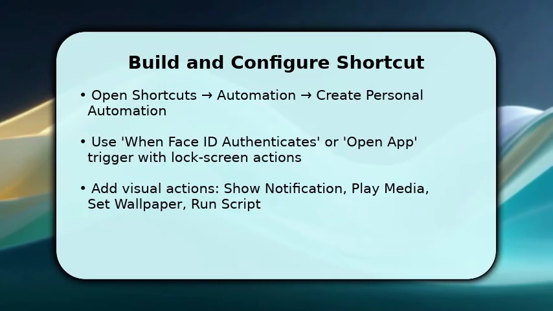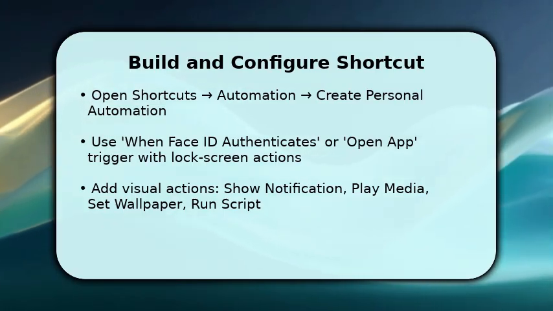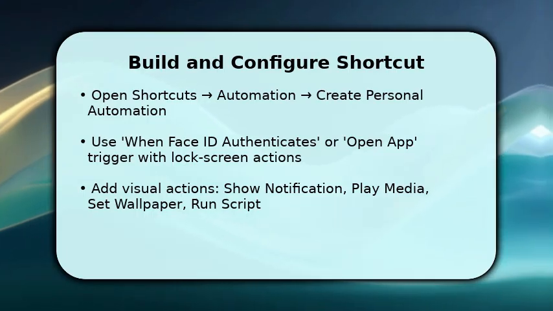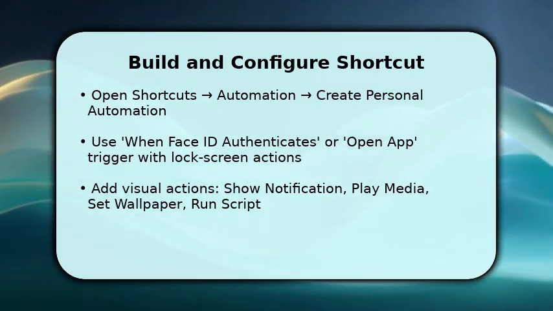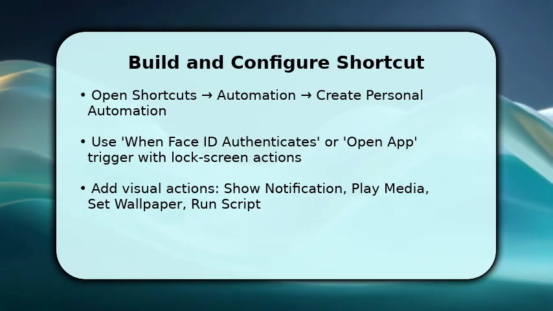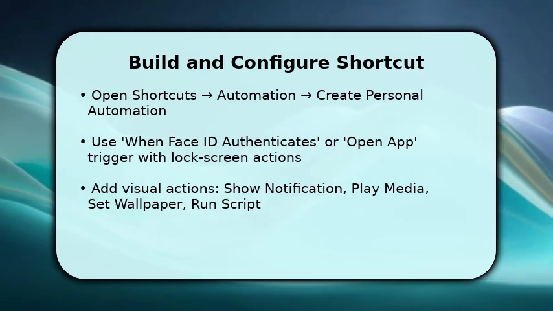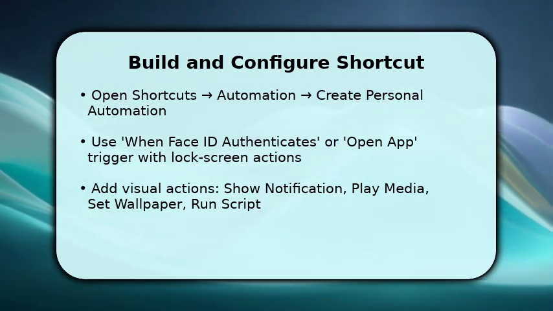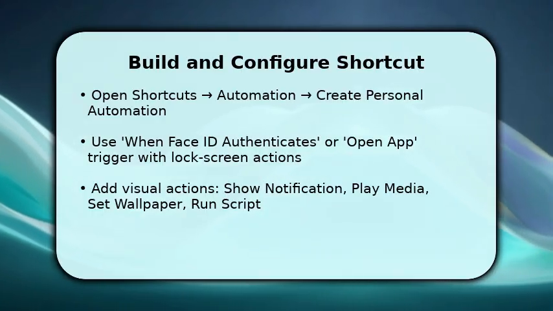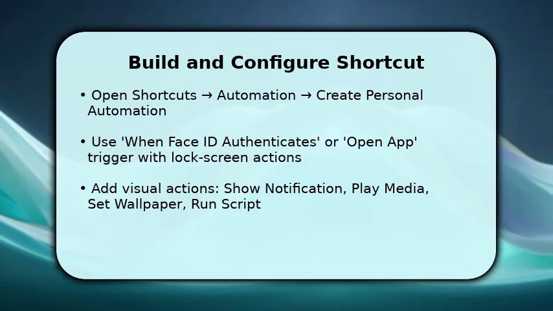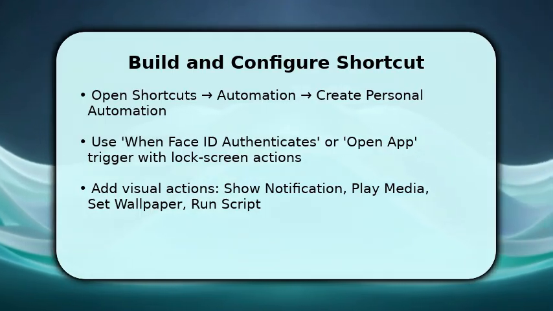You now construct the automation. Create a personal automation triggered by Face ID authentication or by unlocking via the lock screen. Add actions that produce the visual effect you want. For example, show a custom image, play a short looping video, or display a notification with an image and text. Make sure to disable Ask Before Running if you want it automatic. Adjust timing and repeat behavior so the animation feels seamless, because precise sequencing dictates how natural the effect appears.